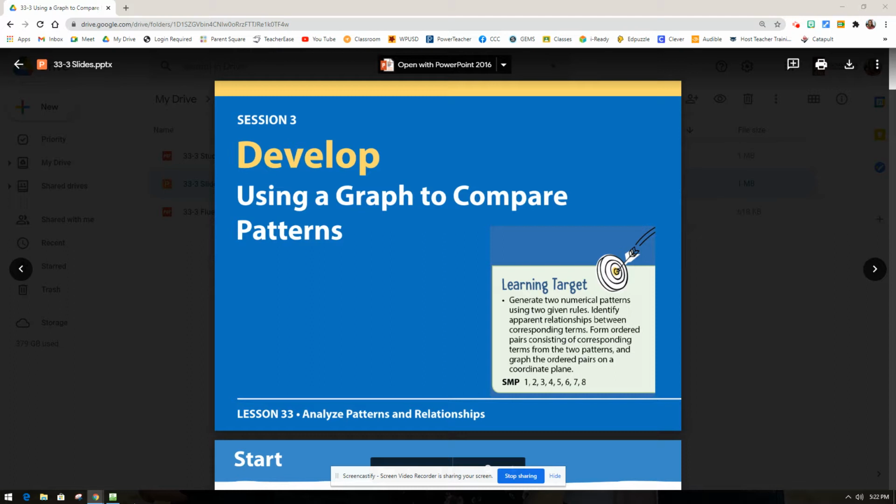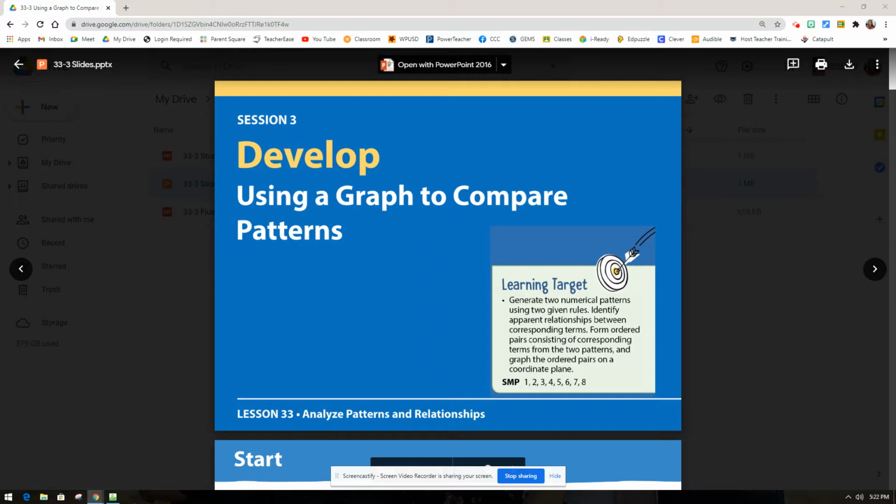So up until now, we've done corresponding terms. We've worked with corresponding terms, we've worked with tables, we've worked with looking for rules and patterns, and all of it has been kind of leading up to this, where we're going to take everything that we've learned and put those patterns into a graph to see what the patterns look like in a graph.